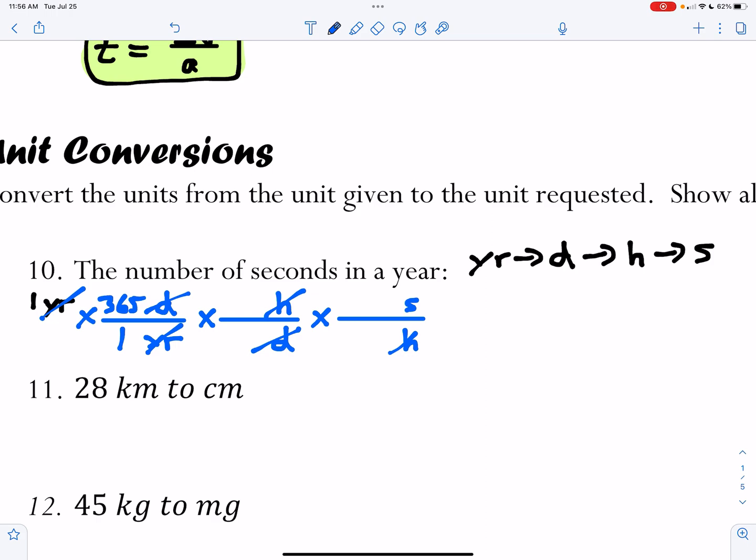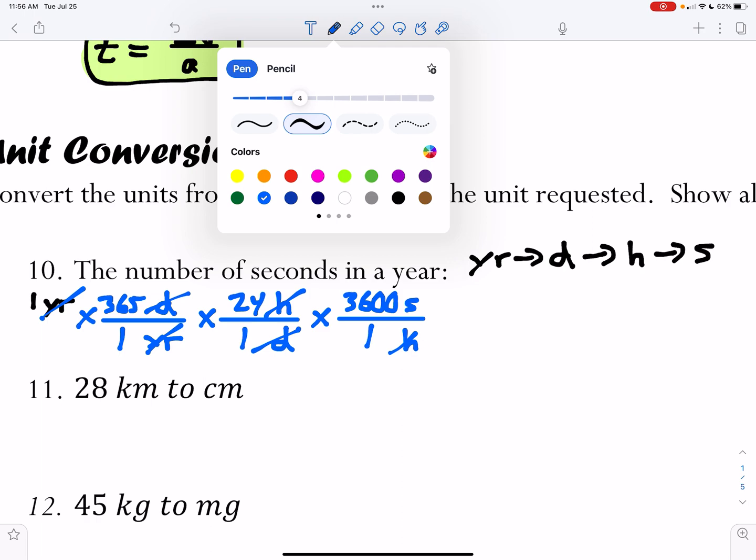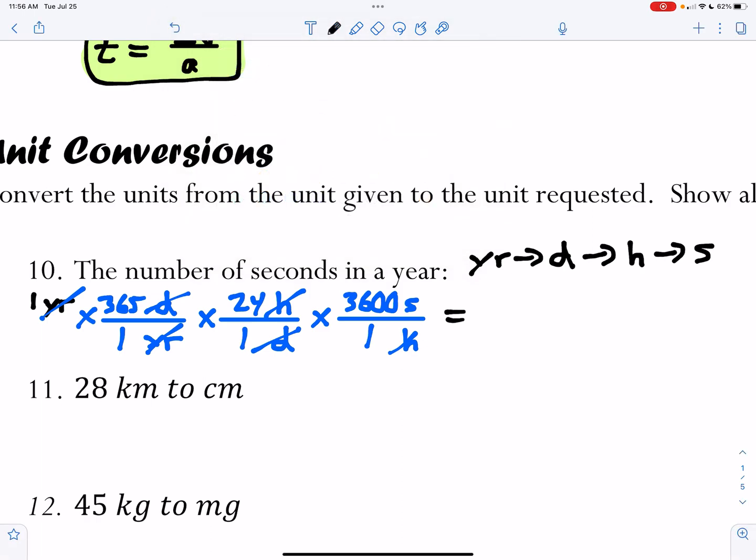Same thing with hours. There are actually 23 hours and 56 minutes in every day, roughly around there. But we'll just round it up to 24 hours that we know about for 1 day. Same thing, 60 minutes times 60 seconds is 3,600 seconds in 1 hour. Go ahead and multiply all that across, pause the video, and see what you get.